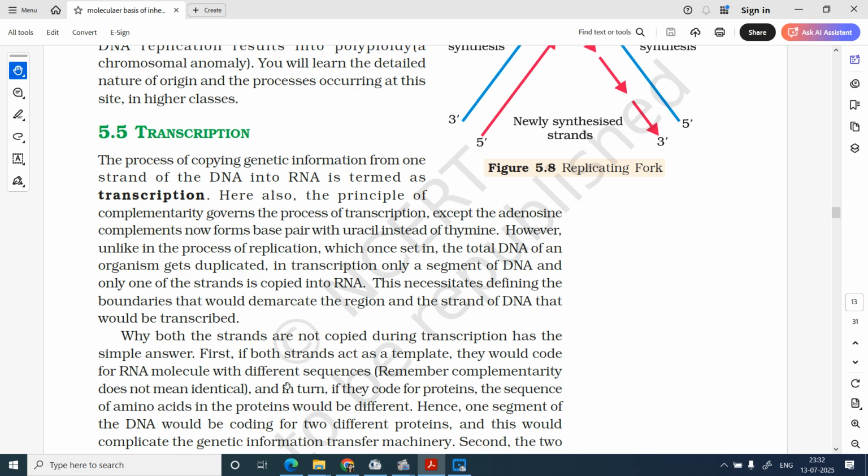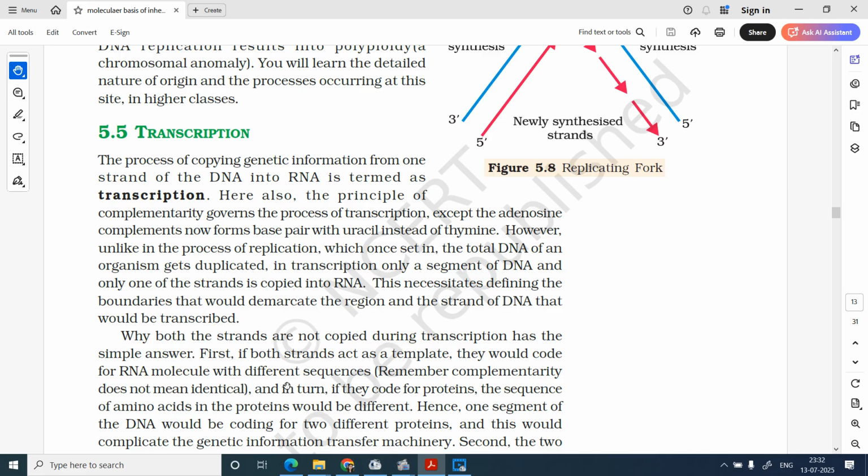5.5 Transcription. The process of copying genetic information from one strand of the DNA into RNA is termed transcription. Here also the principle of complementarity governs the process, except that adenosine now forms a base pair with uracil instead of thymine. However, unlike replication, in which the total DNA of an organism gets duplicated once it sets in, in transcription only a segment of DNA and only one of the strands is copied into RNA.